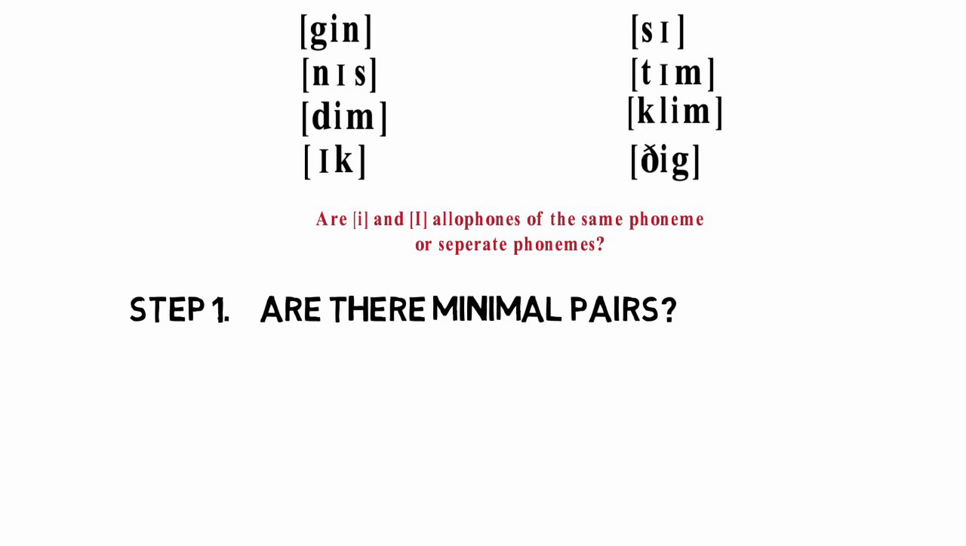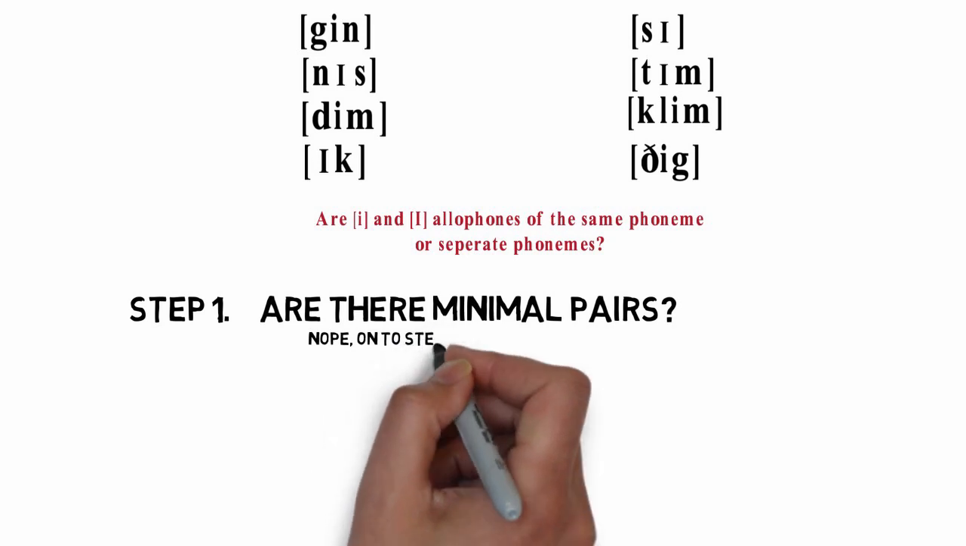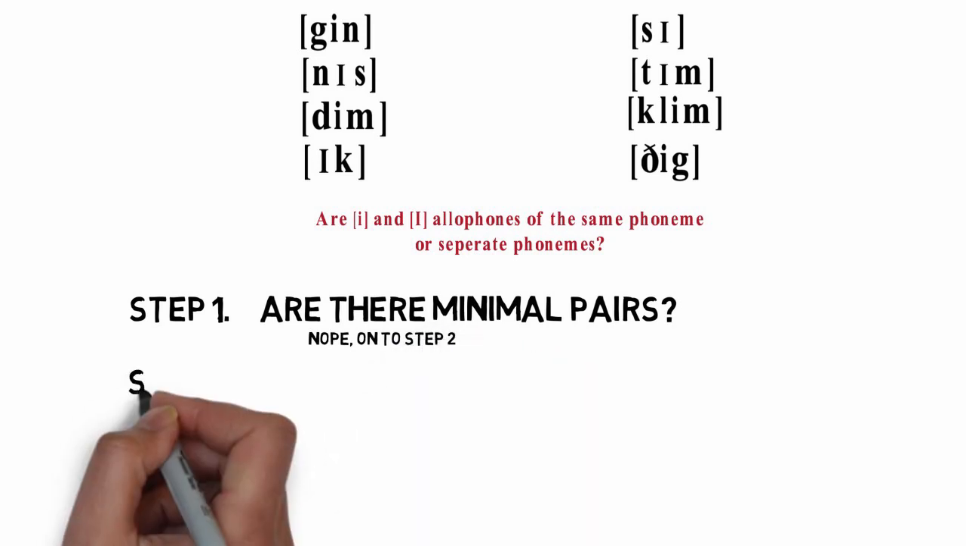Because they would be occurring in the same context. Here, context just refers to the sounds before and after the sound in question. So if, for example, we had a word dim and a word deem, e and i would be occurring in the same context because they both have d before and after. Unfortunately, that's not the case, so it's not quite as easy.